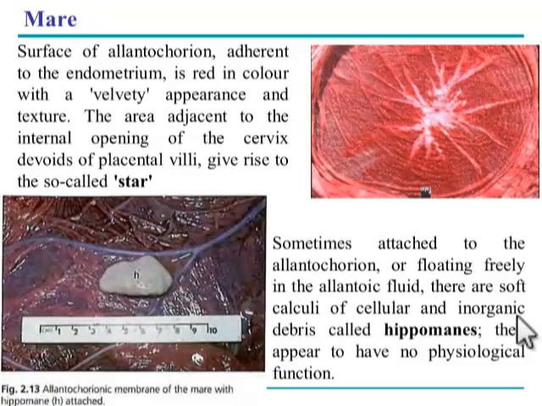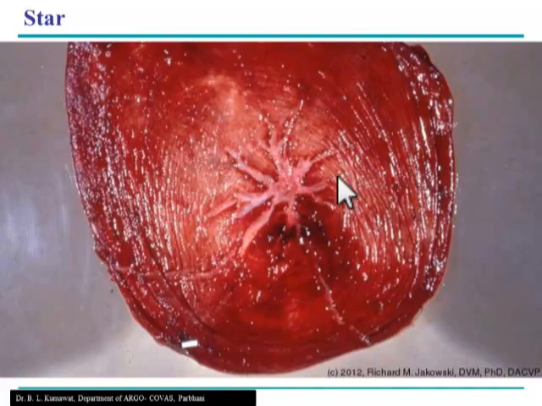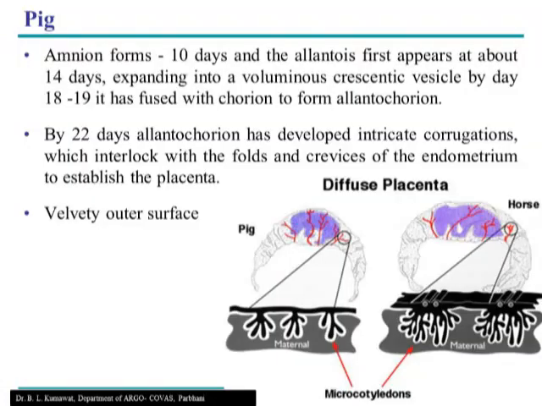Sometimes some calculi, which are composed of cellular and inorganic debris, are also seen attached with the allantochorionic membrane and sometimes freely floating in the allantoic fluid, and these are termed hippomanes, but there is no physiological function of the calculi. Here you can see the star-shaped appearance on the chorioallantoic membrane, which is facing the internal os of the cervix. Let us discuss swine placenta.